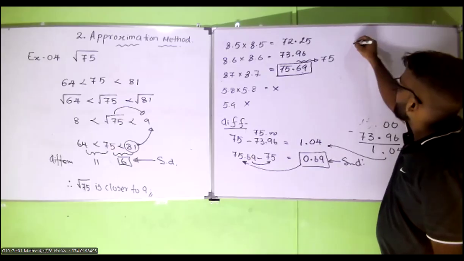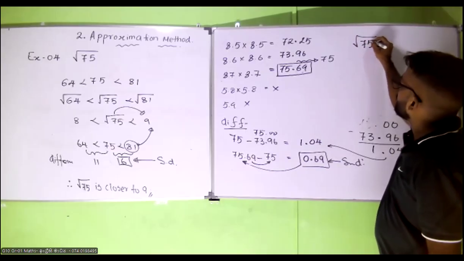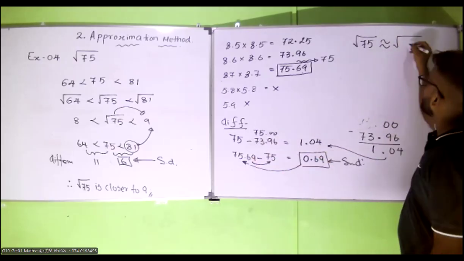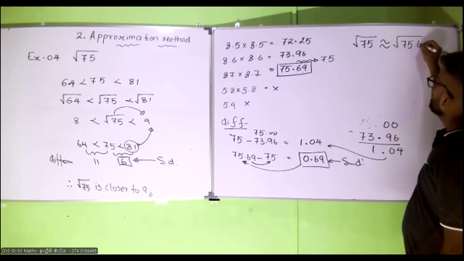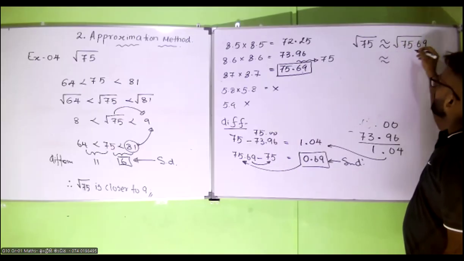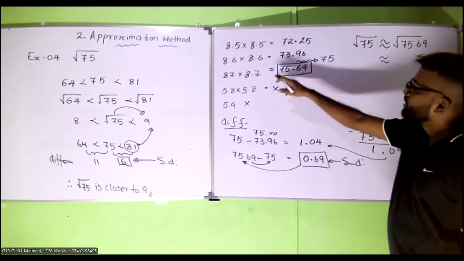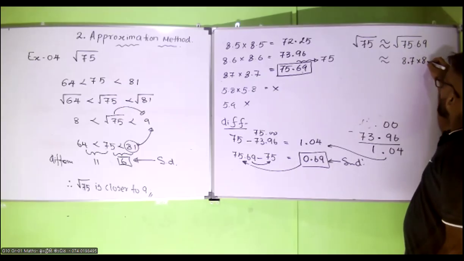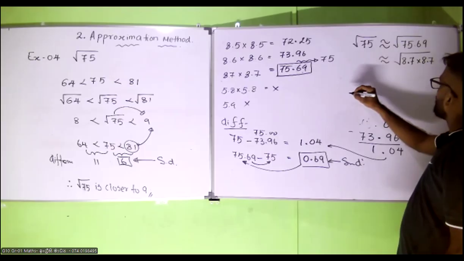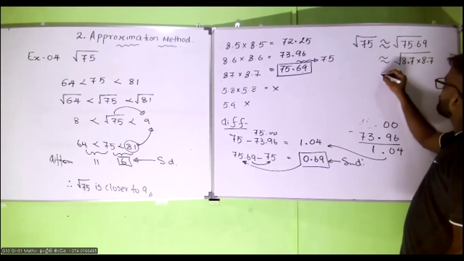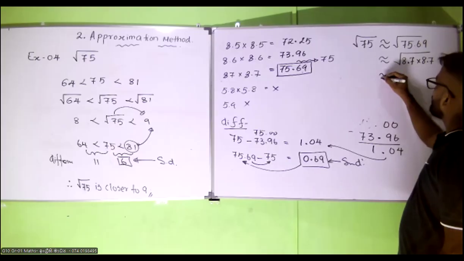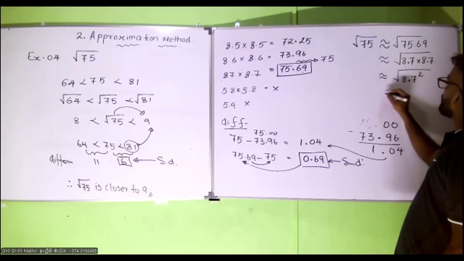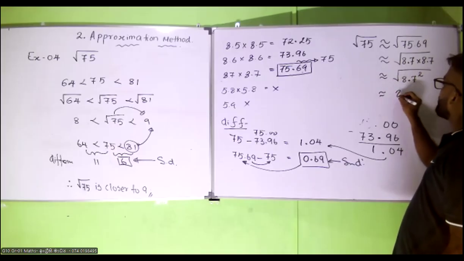So you can write the square root of 75 as approximately the square root of 75.69. 75.69 can be written down as 8.7 times 8.7. 8.7 times 8.7 can be written down as 8.7 to the power 2. So the answer is 8.7.